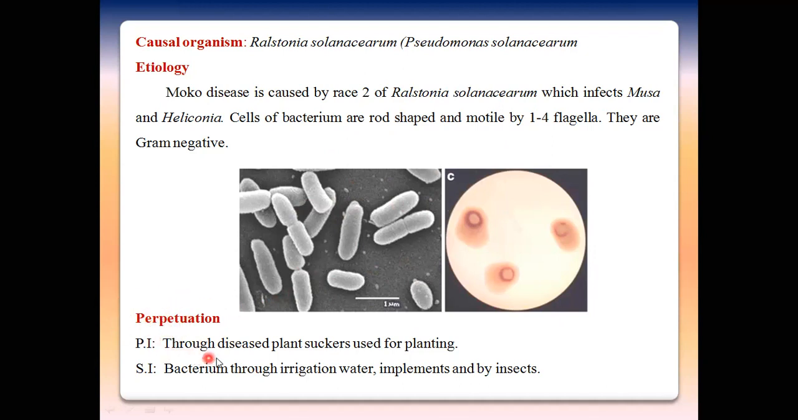Then we go to the perpetuation. Primary infection takes place through the diseased plant suckers used for planting purposes. The secondary source of infection is the bacterial ooze mixed with irrigation water, or sticking to the surface of implements, or these bacterial substances carried by insects. In this way, bacteria can move from an infected plant to a healthy plant, so the healthy plant may become infected.